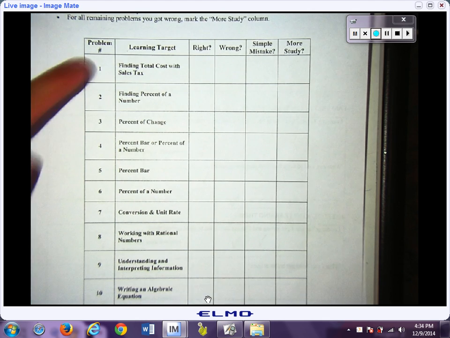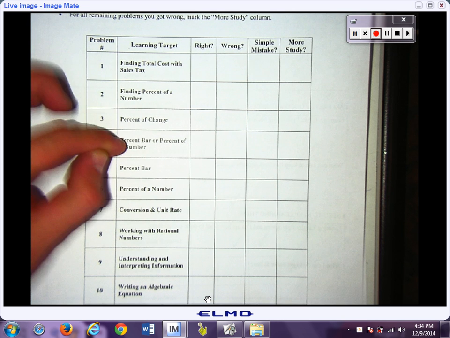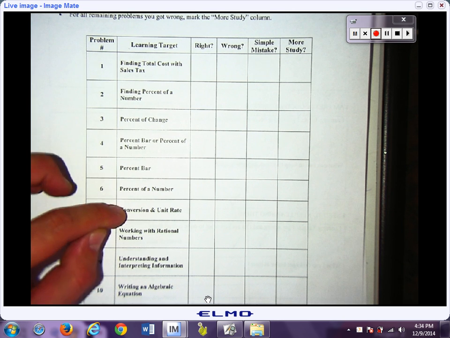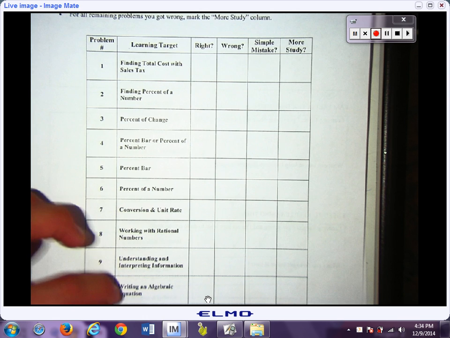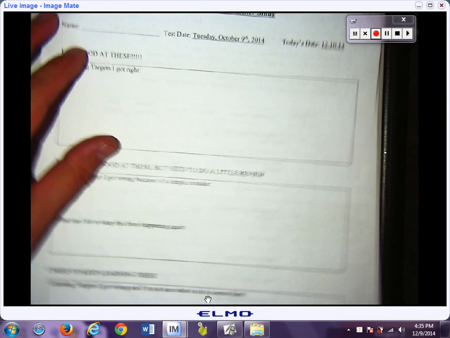Each problem tells you what the learning target was, what the topic being tested was in that question. And here you have all 10 learning targets. Some repeat, but most of them are different. Now, after you've done this, and this is the easy part, you have to go back over here to the next part, which is an explanation.